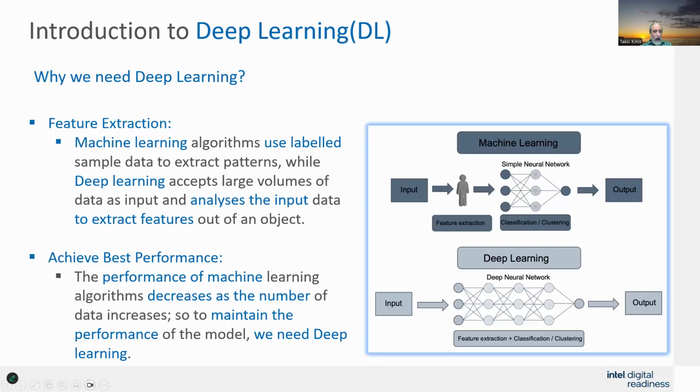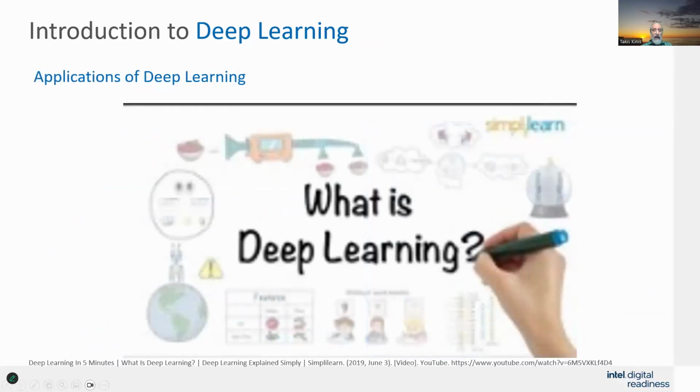The best performance, right? The performance of machine learning algorithms decreases the more data we feed to it. So to maintain performance of the model, we need deep learning. So this is why it was basically developed, because machine learning has some limitations because of the mathematical algorithms that we're using. This attempts to overcome that. Well, not attempts, it overcomes that aspect of it.